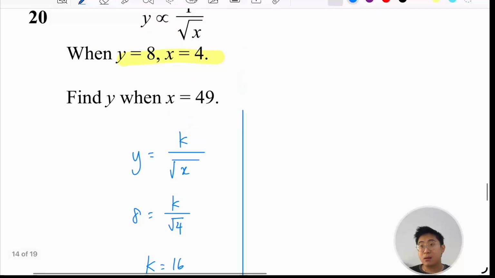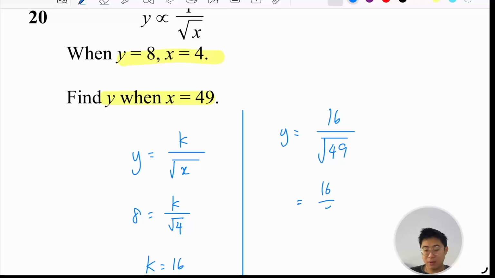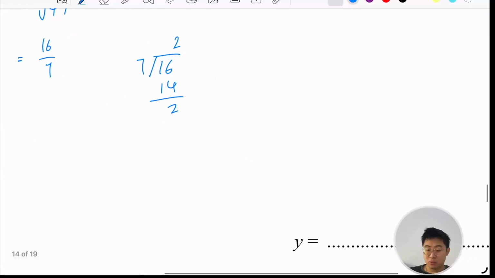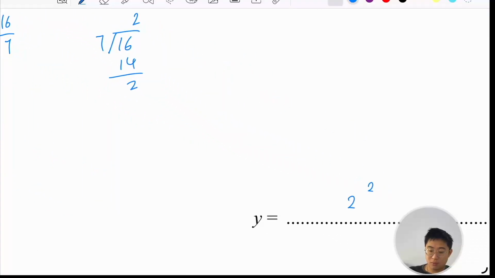I will reuse that k to get y, because if you notice the next part, it's find y when x equals 49. So y equals, k is 16 now, I know that. And then the x is 49, so I'll square root it, which gets me 7. 16 over 7. We can change this to a proper fraction by dividing. 14, left with 2. So remainder is 2. 2 over 7. Okay, so that's what you want to give.